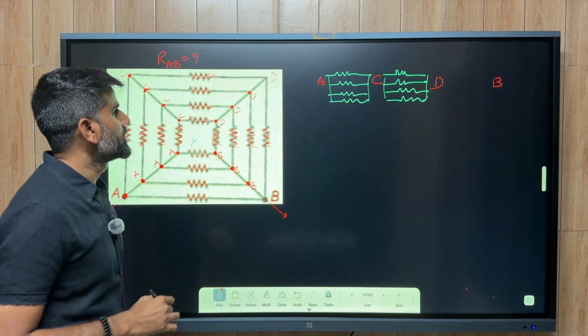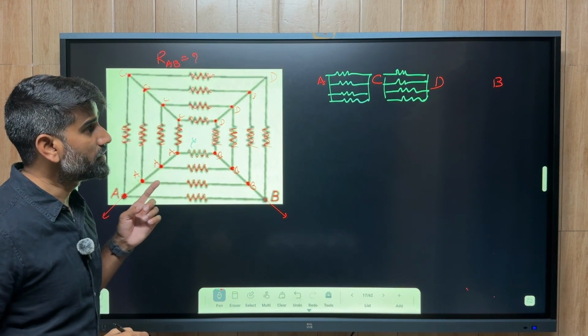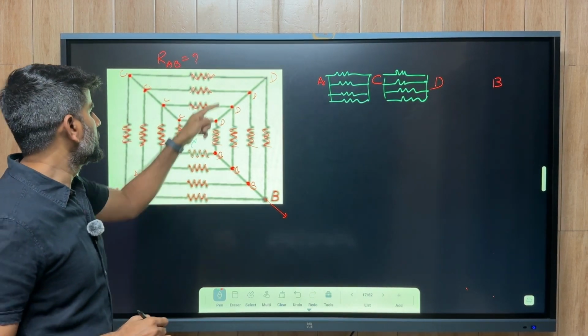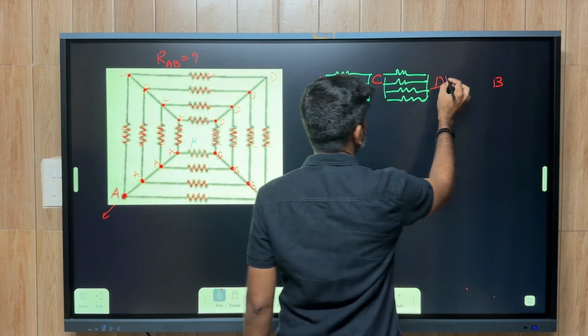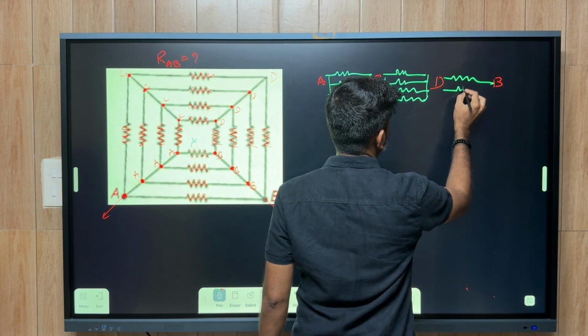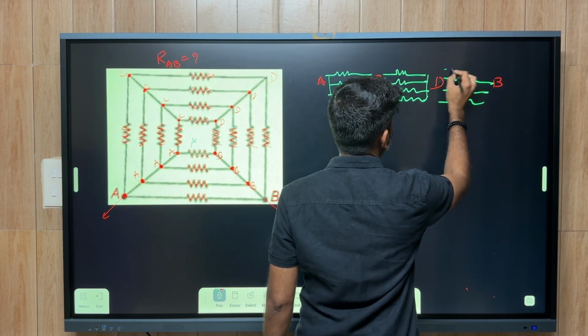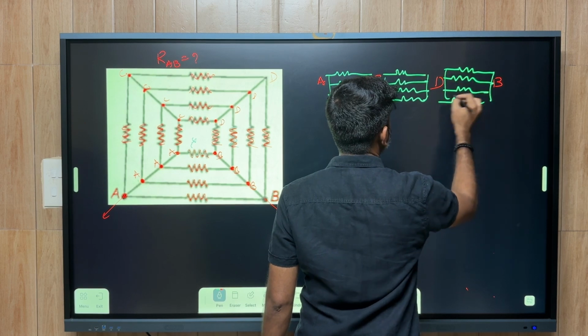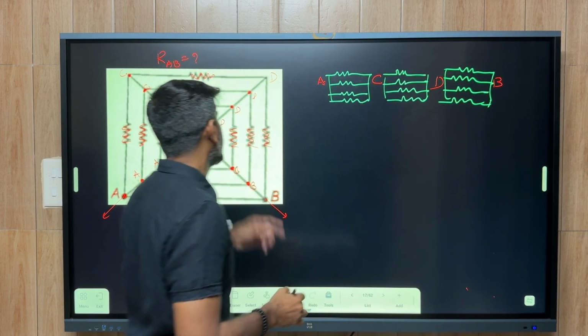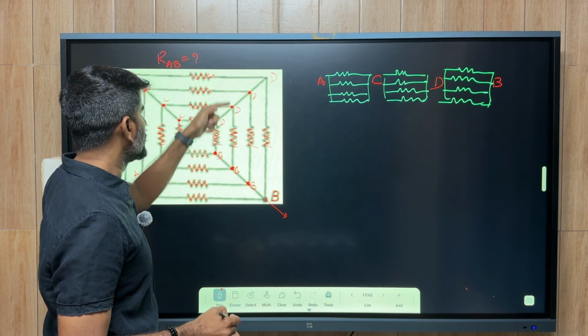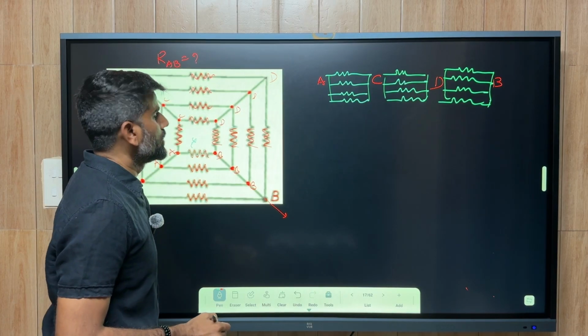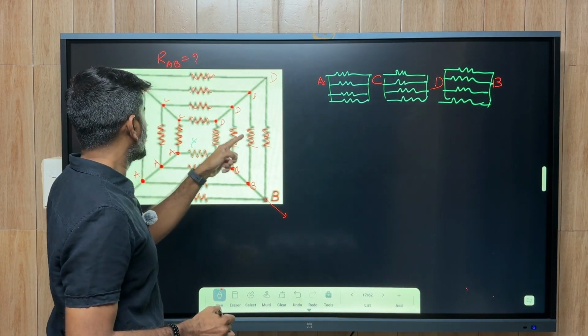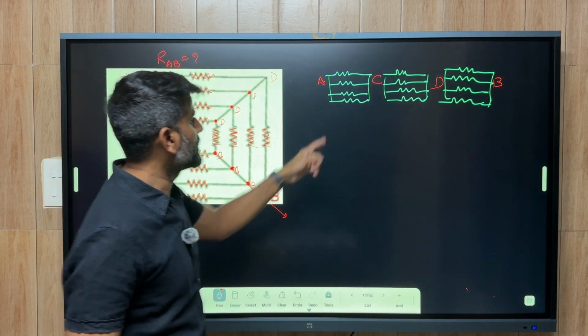Now let us identify the resistors which are connected in between D and B. D to B. Again 4: 1, 2, 3 and 4. These are the 4 resistors which are connected between D and B. Now how many resistors? 4, 4, 4, 4. 16 resistors are to be there.